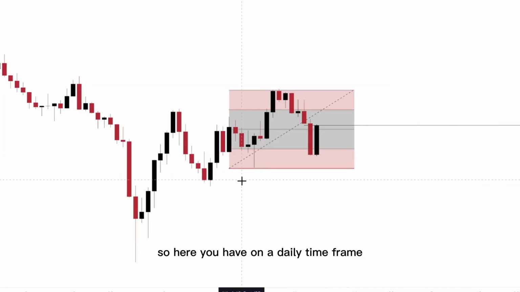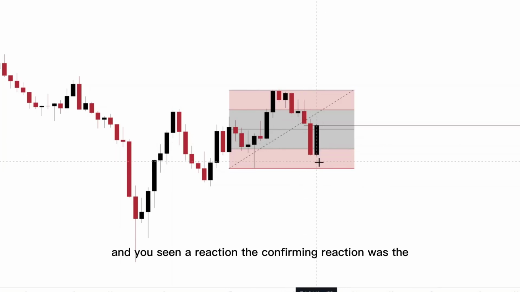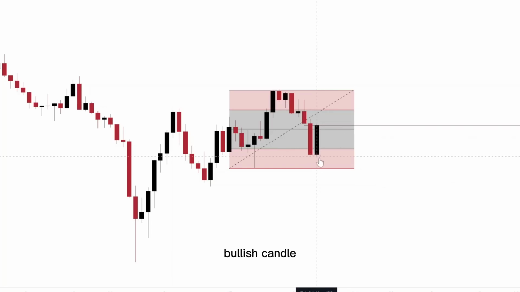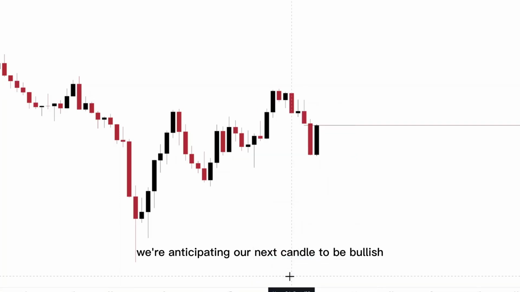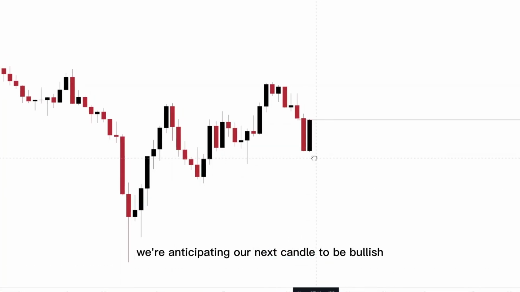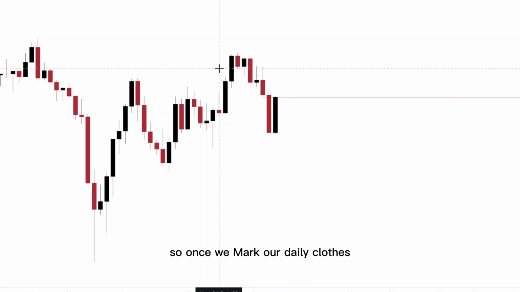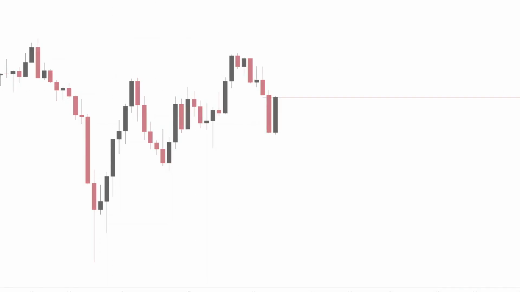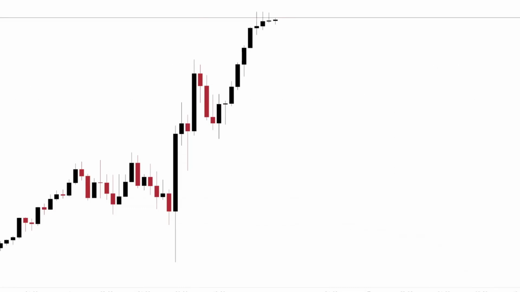So here you have on a daily time frame, price is rejecting from your daily range extreme. And you've seen a reaction. The confirming reaction was the bullish candle. So now that we know that probability-wise, we're anticipating our next candle to be bullish, what's our next step? We mark our daily close. Once we mark our daily close, we go to the lower time frame, understanding that our daily close is the next day's candle open.